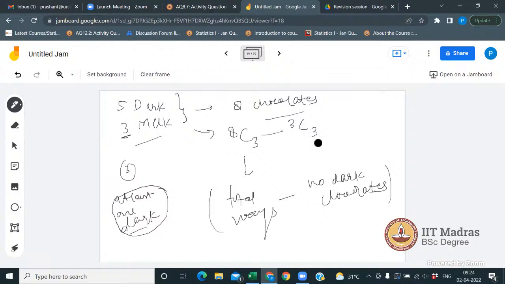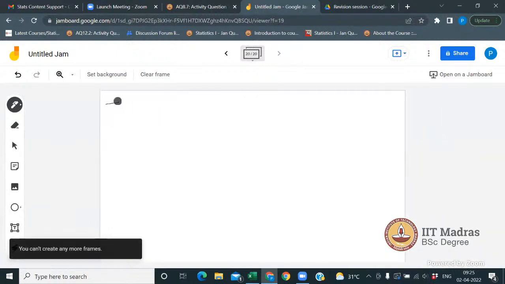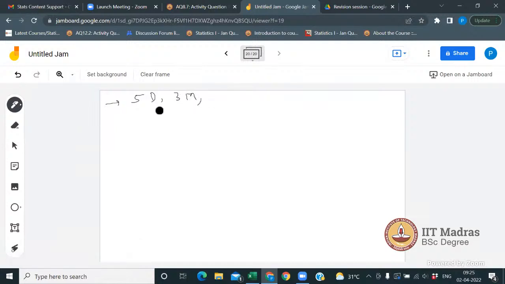That means 3C3. Clear? Yes, sir. Yes, fine. Right? Or another way you can proceed: say 5 are dark, 3 are milk. So you have to ask about at least one dark chocolate should be there.